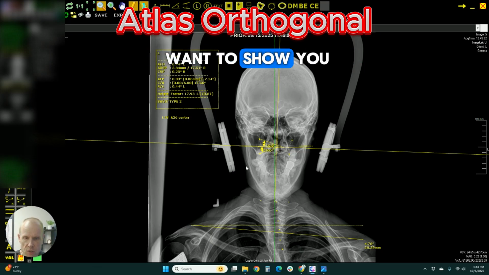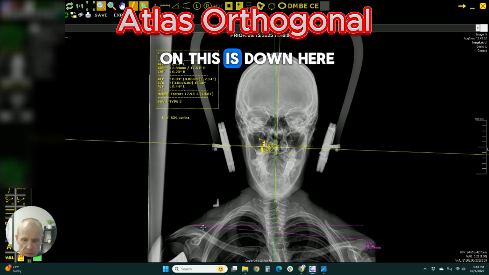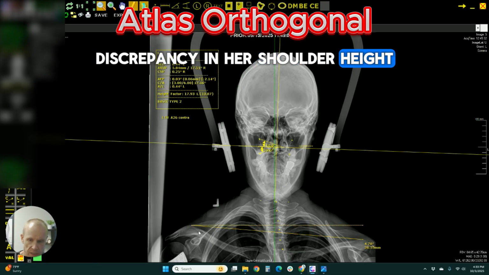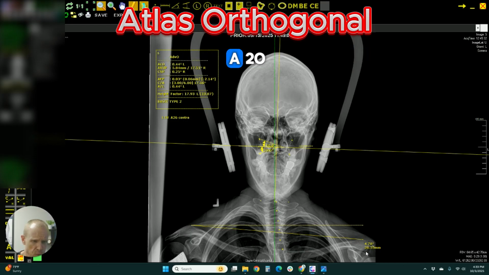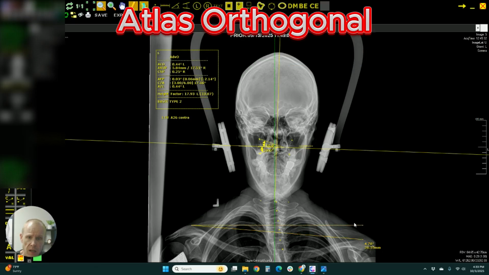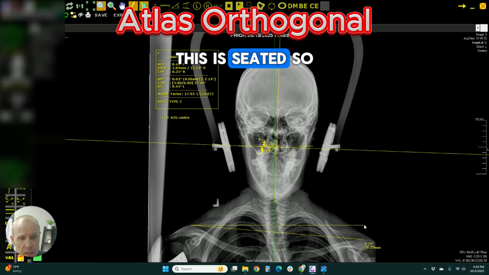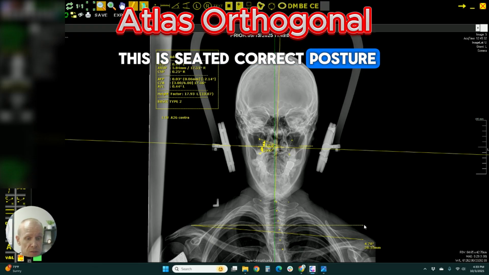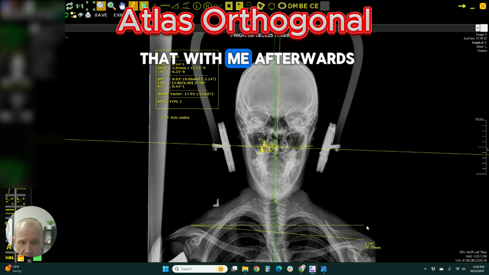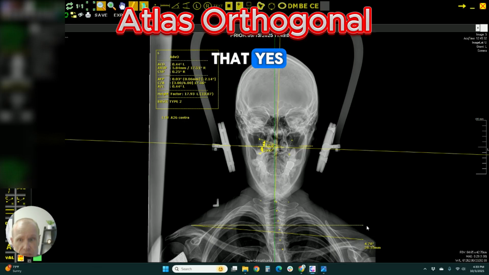The one thing I want to show you on this is down here, I measured out the discrepancy in her shoulder height. So we have almost a 27 millimeter drop on that right shoulder in her normal posture. This is not standing posture. This is seated, correct posture. This is her normal shoulder drop, and she did confirm that with me afterwards, after I saw this, that yes, she does realize she has a shoulder drop on that right side.